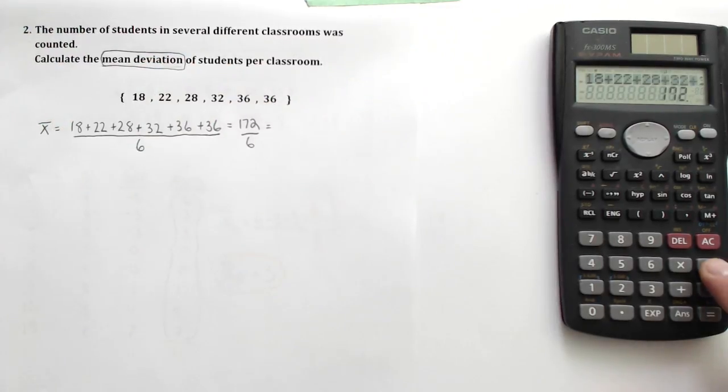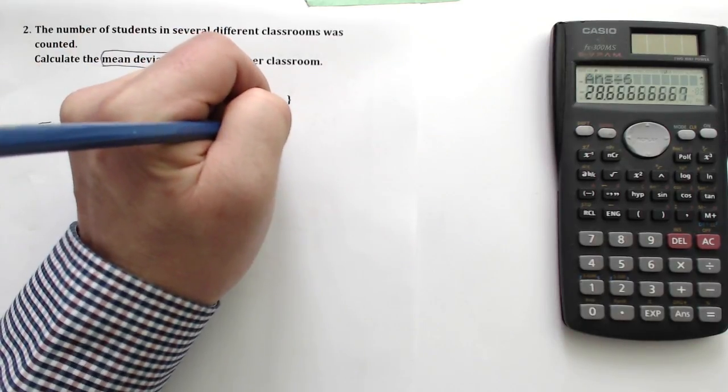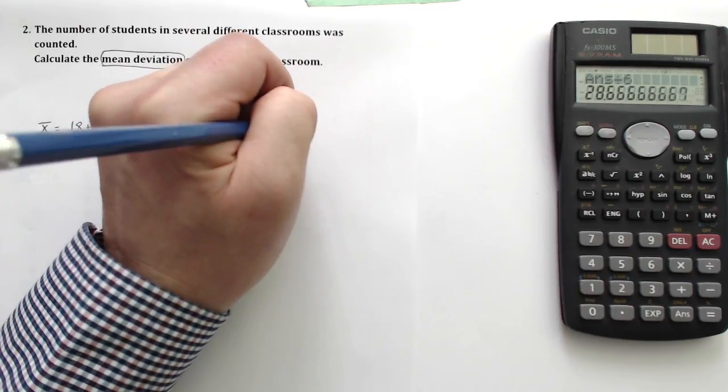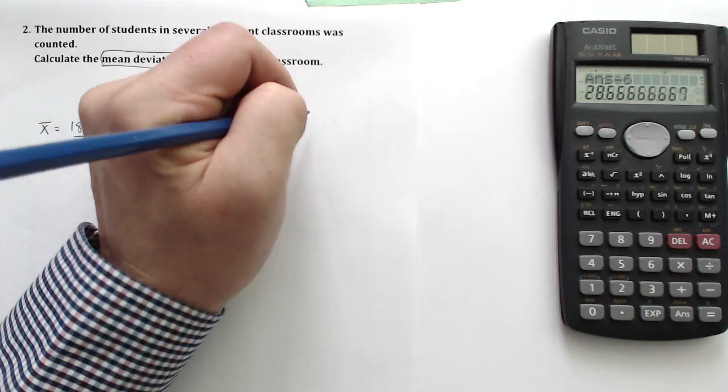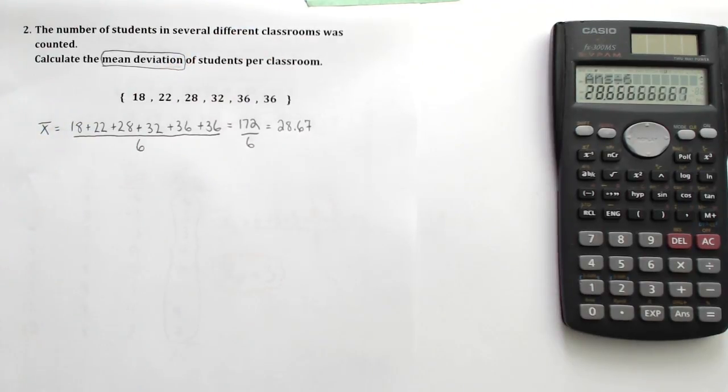So we can take that number of 172 now and divide it by 6, which is going to give me 28.6, the mean average. Let's keep that to 2 decimal places, and we'll round it off there at 2 decimal places.